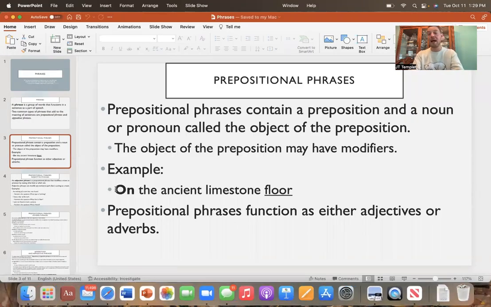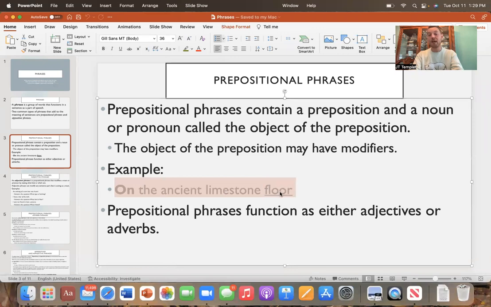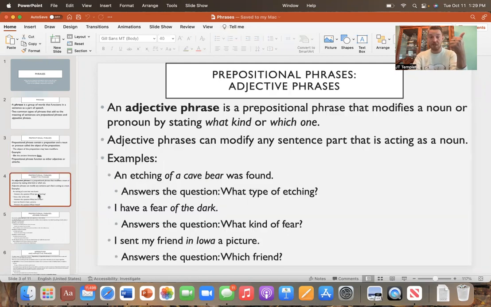So on is a preposition, and everything following it until you hit a verb or the end or piece of punctuation is part of this prepositional phrase. So on the ancient limestone floor, what is on what? Floor, right? That is the object of the preposition. And as we notice, the ancient limestone is also part of the phrase because it's modifying what type of floor, right? It's telling us the type of floor. These prepositional phrases can function either as adjectives or adverbs.